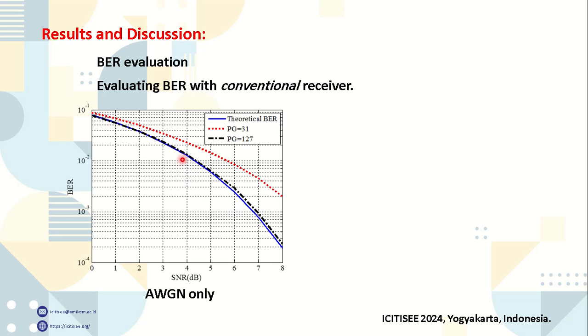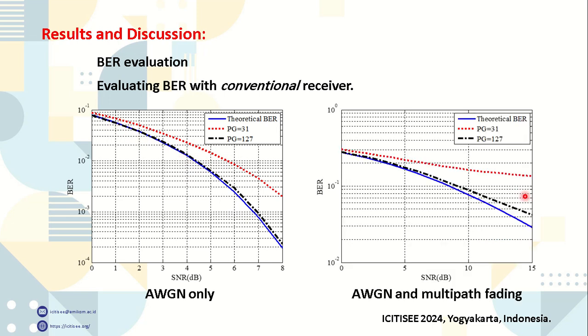and it is in alignment with the theoretical value. This figure shows the performance of the bit error rate with additive white Gaussian noise and a multipath channel with 4 paths. And here also we can see, as the processing gain increases from 31 to 127, the performance is enhanced, and is in alignment with the theoretical value. Hence, the immunity of the system against multipath fading is demonstrated.